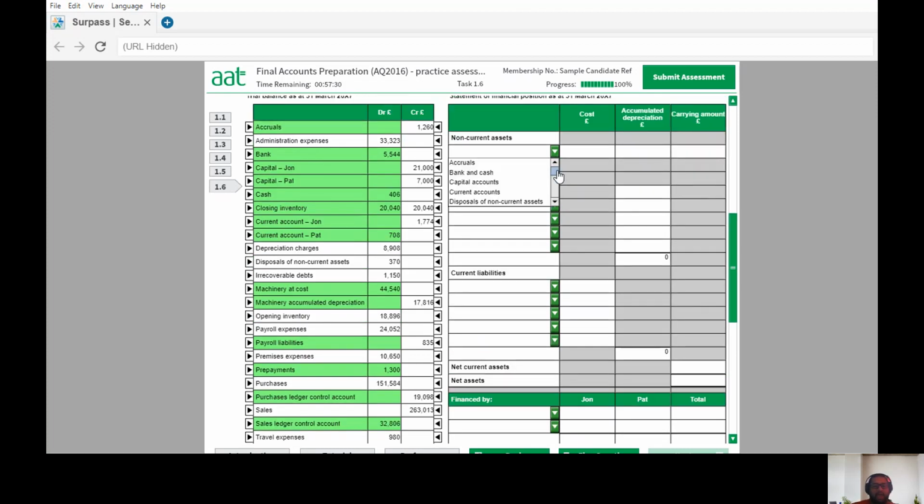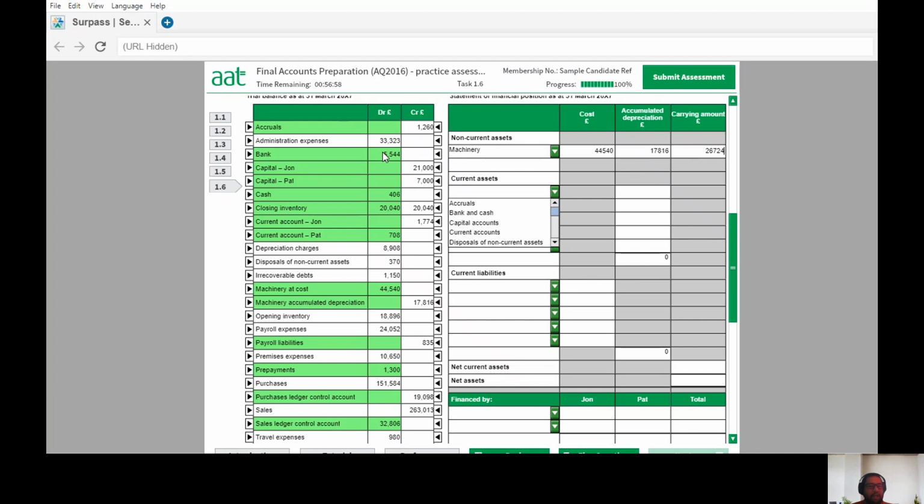These are all information we need to put down in this. Okay, so what assets do we have here? So we look for machinery. Machinery's cost is how much? 44,540 there. Accumulated depreciation is 17,724. So this is the next one, 26,724 there.